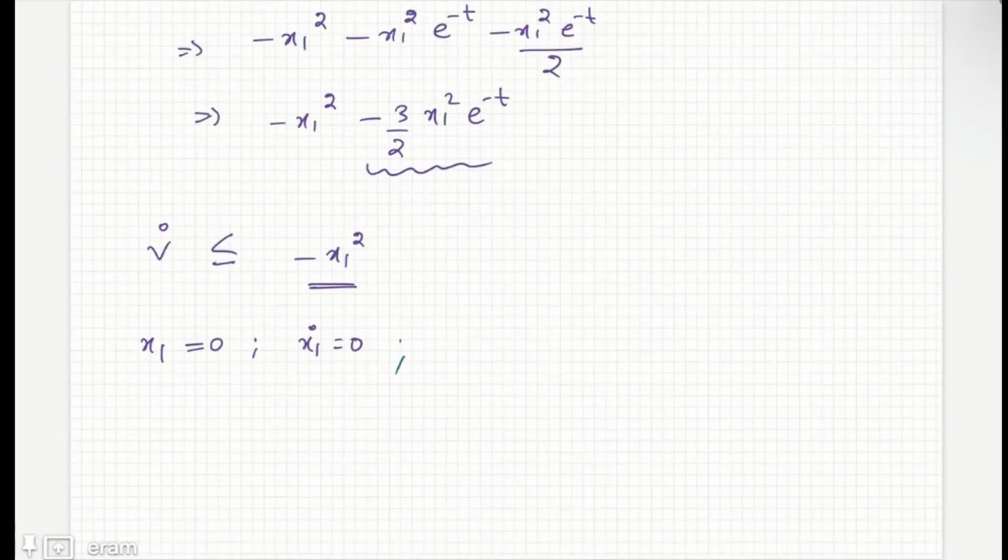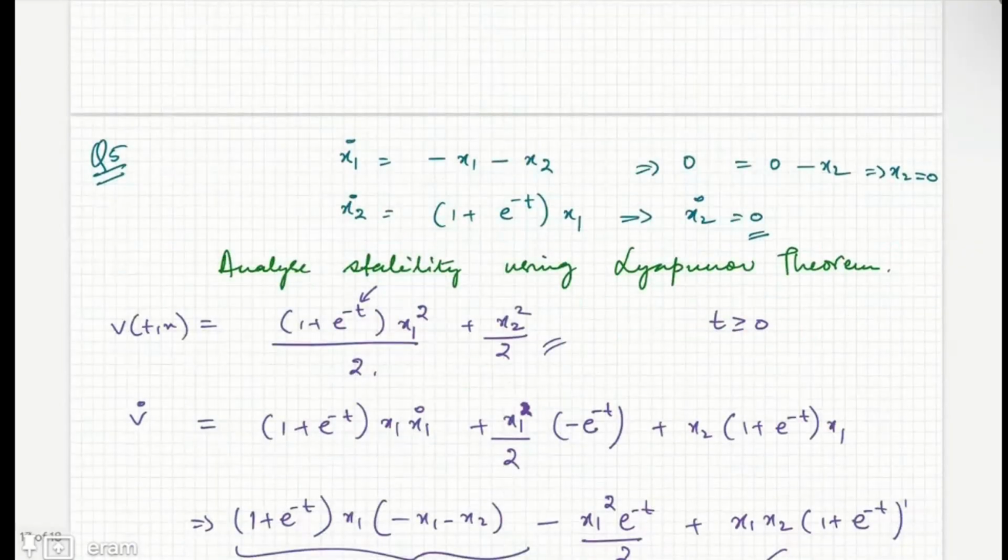Okay, so since v dot is negative and it is 0 only at x1 equals 0 and x2 equals 0, that means our v dot is negative definite. So we can conclude that this time varying system is asymptotically stable.